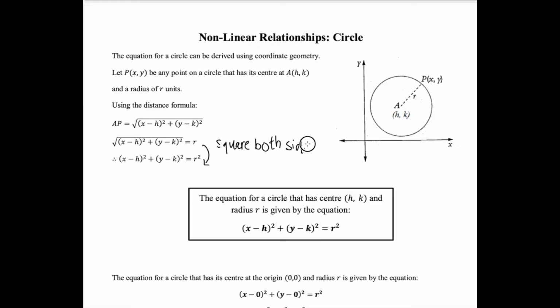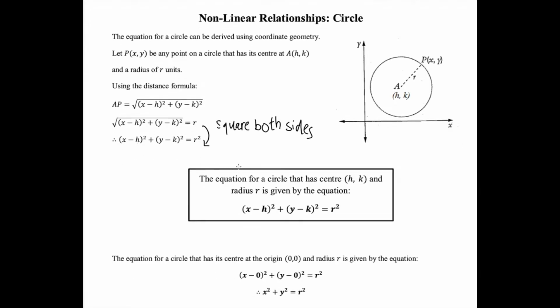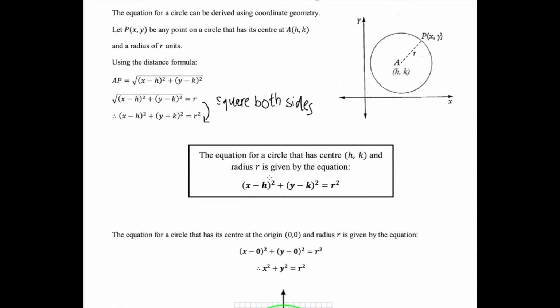Now, this is just showing you how to get the equation. This is just the derivation part. It's not the important part. The important part is that you recognize what the equation of a circle looks like. And it says here, so make sure you understand this. The equation for a circle that has center H, K, and radius R is given by the equation X minus H squared plus Y minus K squared is equal to R squared.